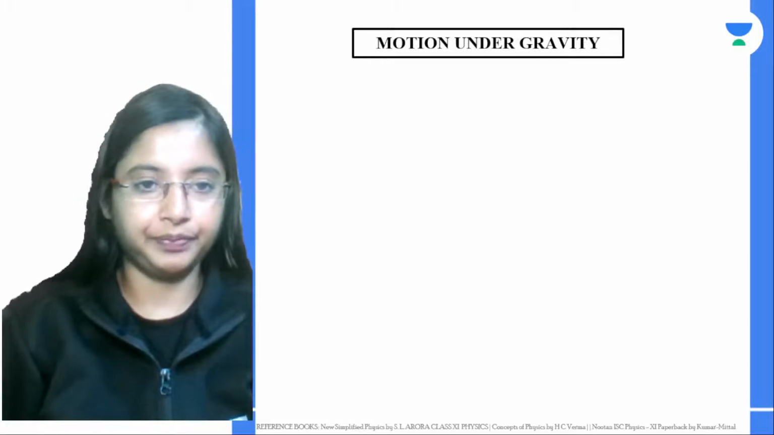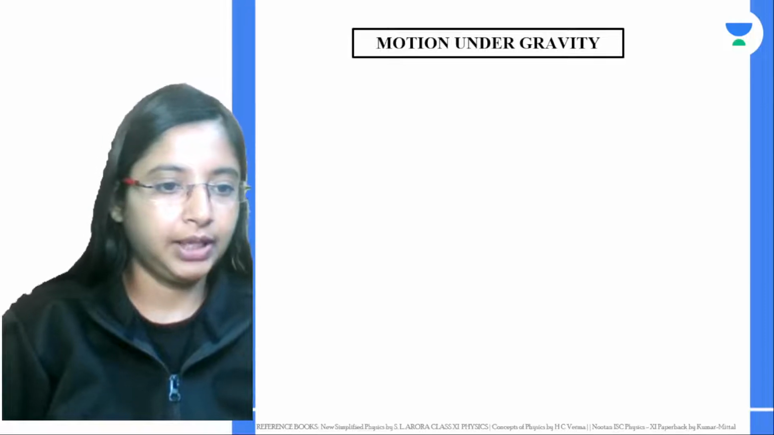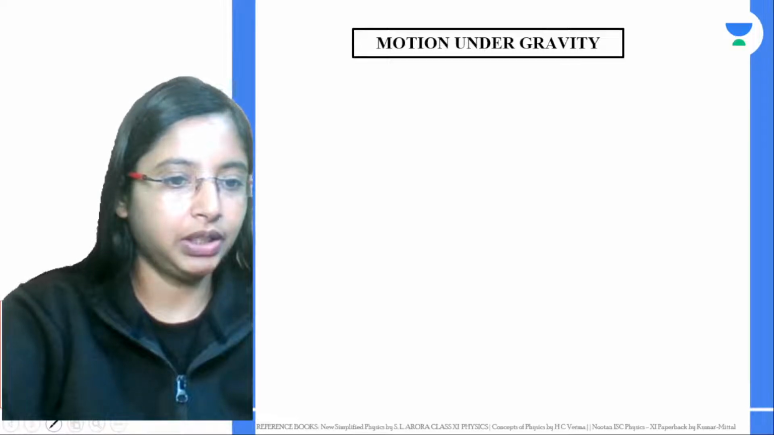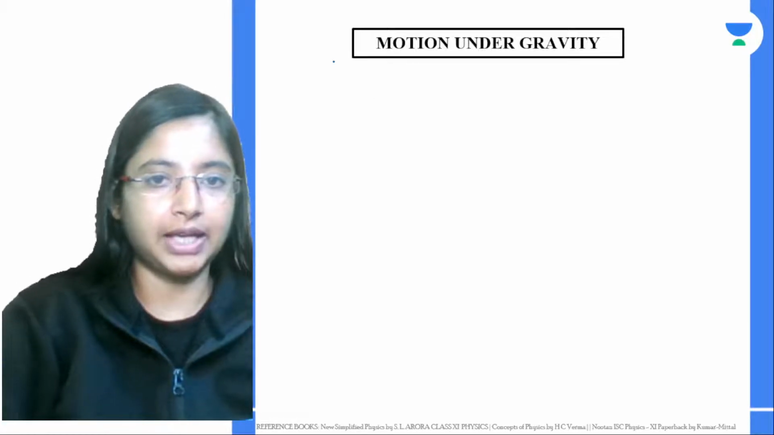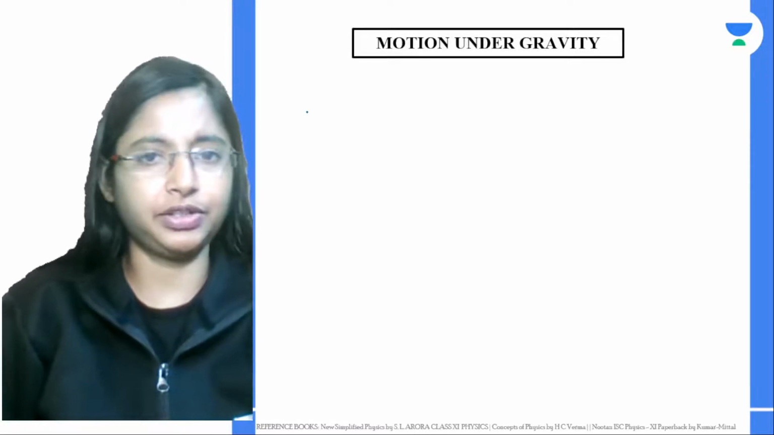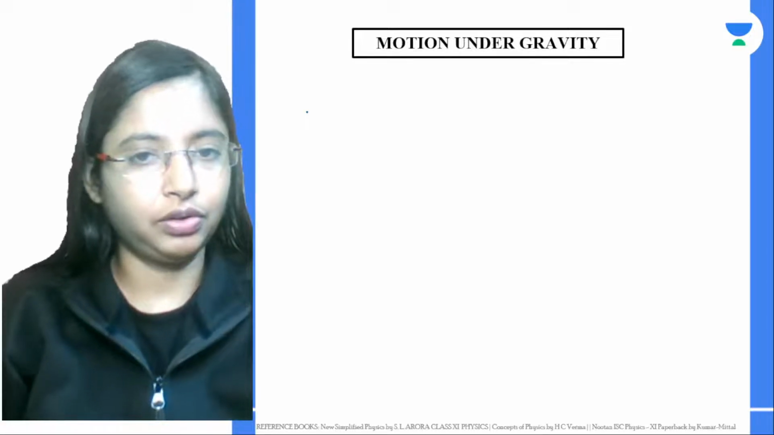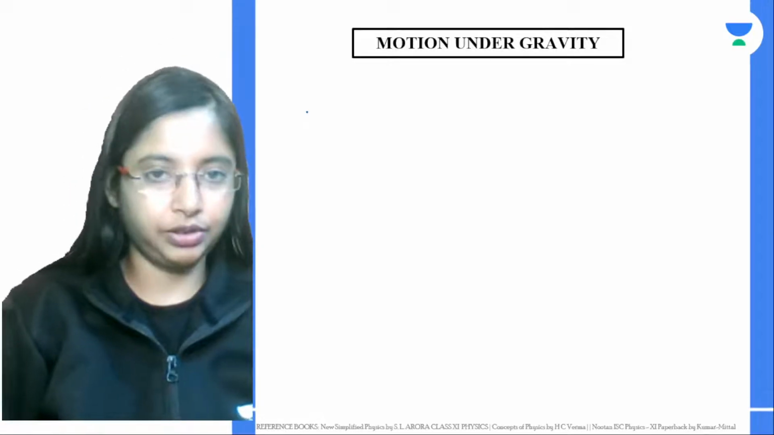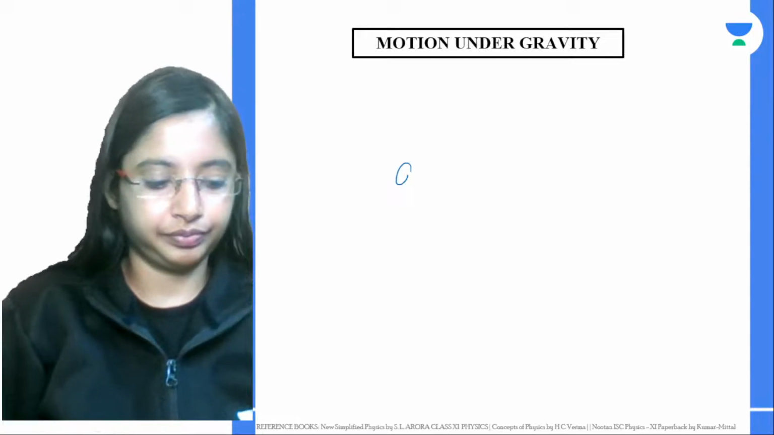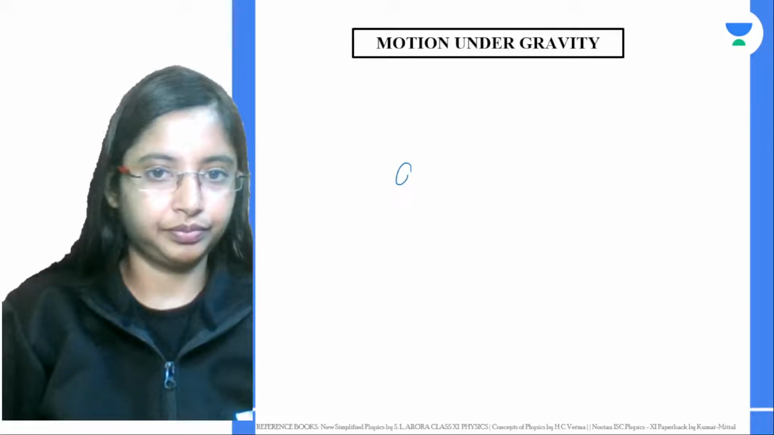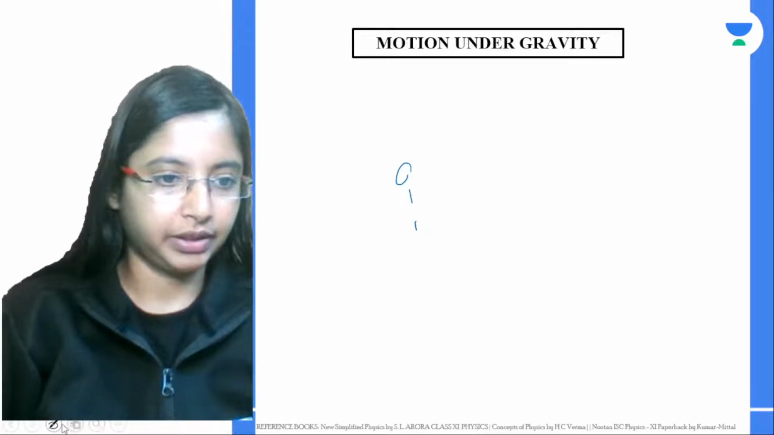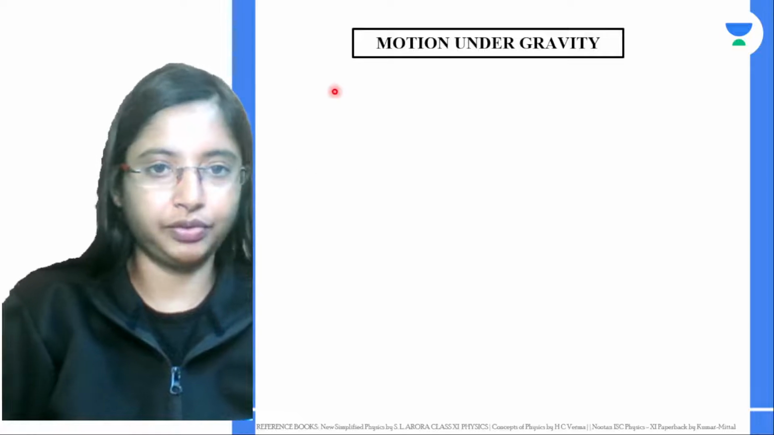You will have the same equations, but in this case, instead of acceleration, you will use acceleration due to gravity. I'm really sorry about this, guys. Just give me 1 second. So when an object is under free fall, you write the acceleration over here as g.